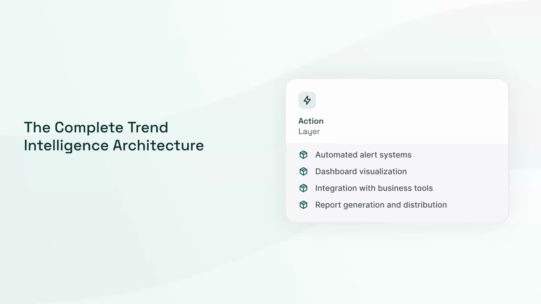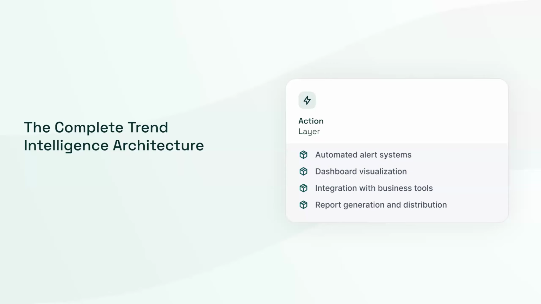And finally, the action layer, the last one, fourth one, is where insights turn into business value. This is the part that enables action across the organization. And once those insights are ready, how do we then start putting them to work more broadly?